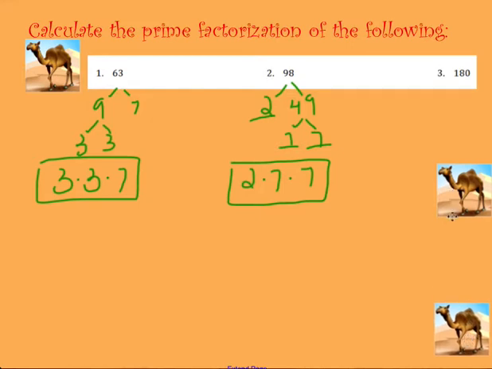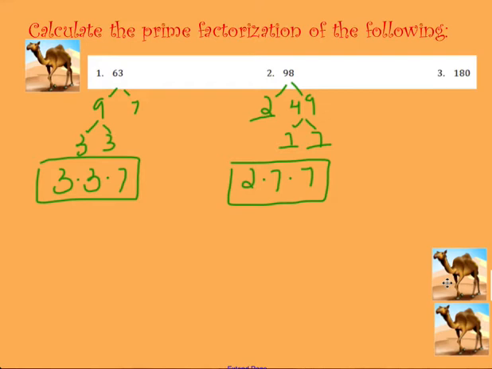Now, let's take a look at 180. So here's a hint for you. If you see that it ends in a 0, that means it's divisible by 10. So I know that 180 is at least divisible by 10. So I'm going to use 18 and 10. Well, 10 I can break down to 5 and 2. 10 can't be broken down anymore. It's completely broken down to 5 and 2. Those are both prime numbers.